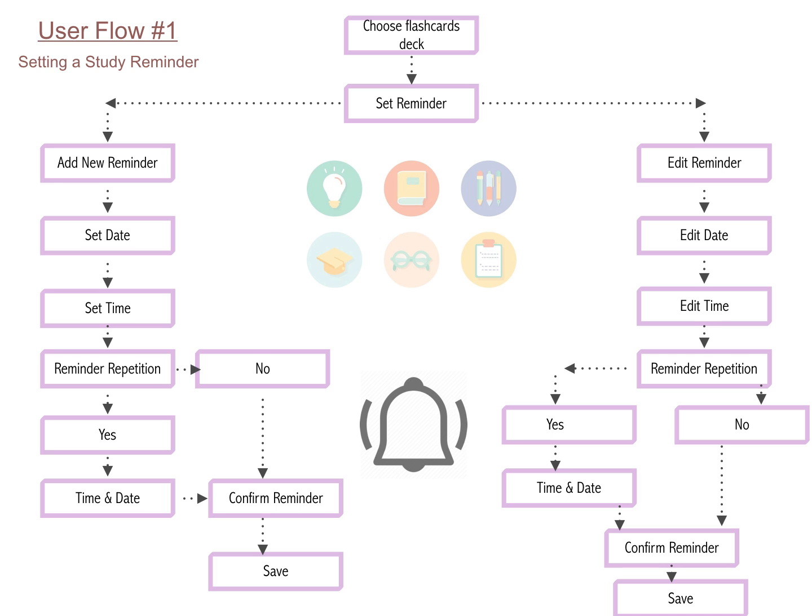For this project, I created 2 user flows. The first user flow is the process of setting a study reminder. At the home interface, you are able to set a reminder on your given flashcard decks. Once you click Set Reminder, you are then able to choose to set a new reminder or edit an existing reminder. From there, you will set the date and time of when you would like to be reminded with a repetition option. Once all options have been chosen, you will confirm the reminder and save.